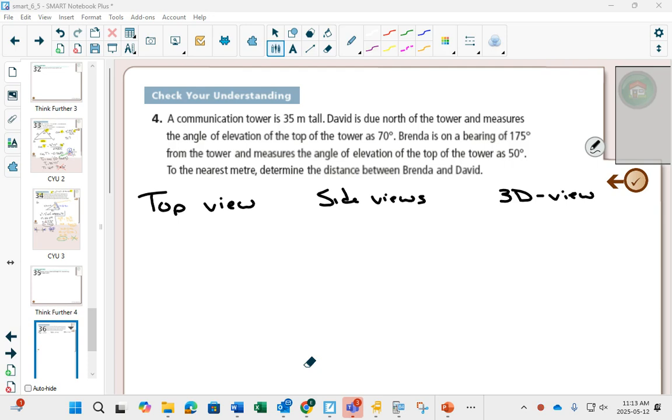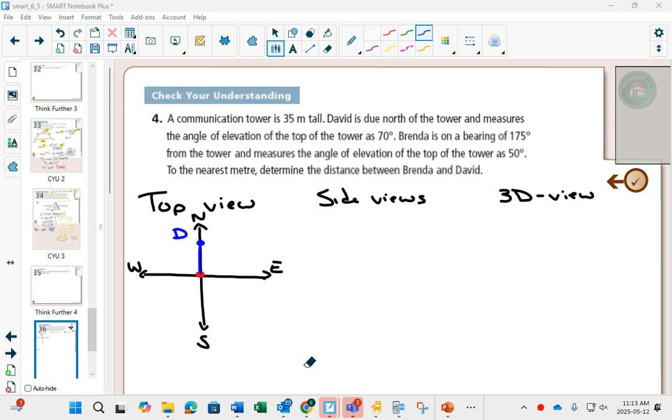We were looking from a top view down. What I'm going to do is draw north, south, west, and east here. And I'm going to put the tower in red right there at the middle. Okay. Now David, which I'm going to use the color blue for, David's due north. So here's David, and if I draw a blue line here, that's the length of David to the tower.